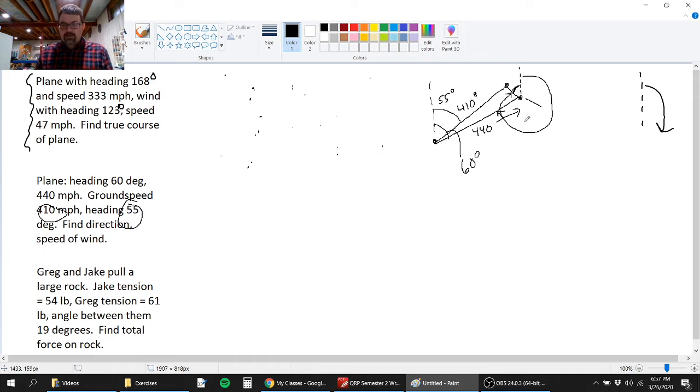Now actually getting there, well, you can see our triangle. We have two sides, 410 and 440. And the 55 and the 60, easily, if we call this A, angle A is pretty clearly just 5 degrees, the difference between 60 and 55. So this is, again, a side angle side situation. And so law of cosines would give you the length of that short vector of the wind. And then we'd have to work some angle magic to figure out some other things.